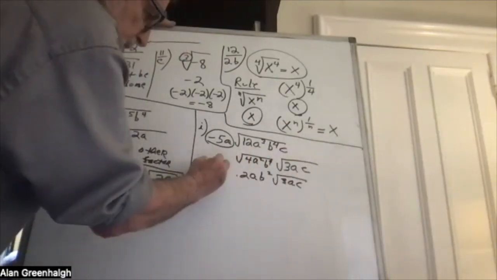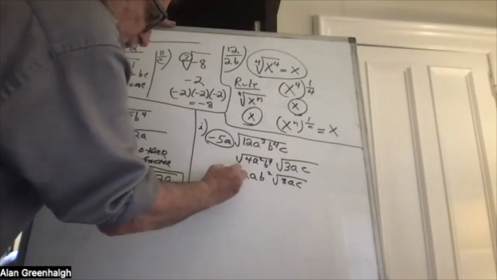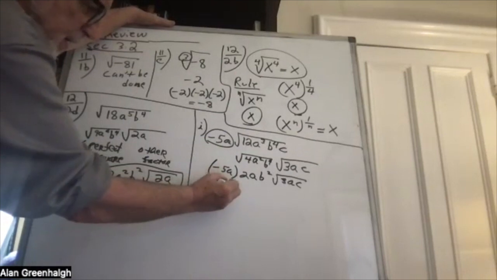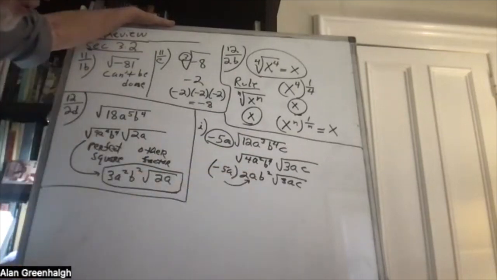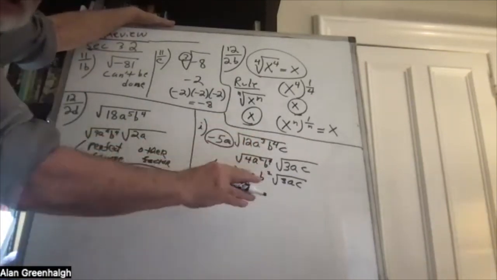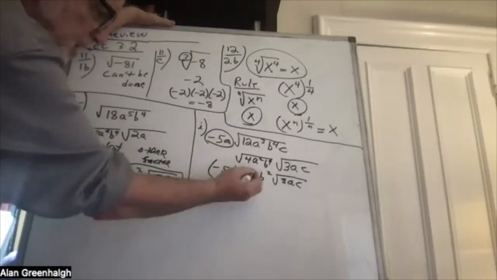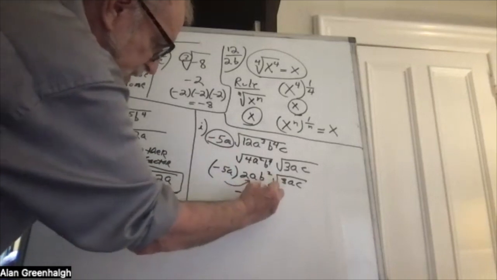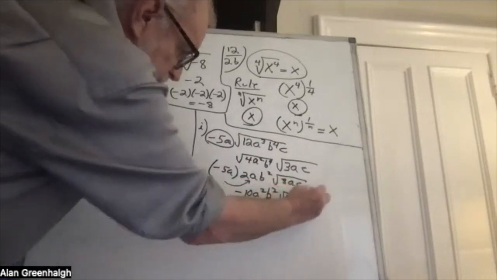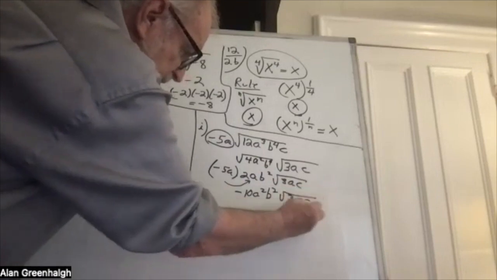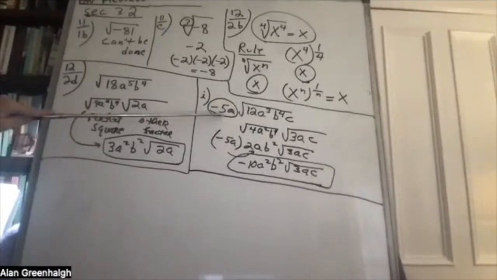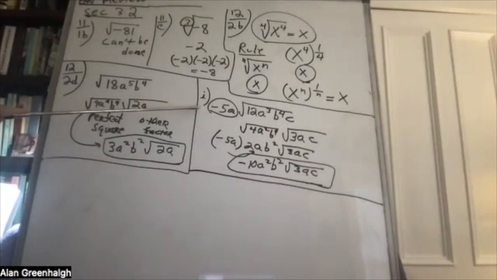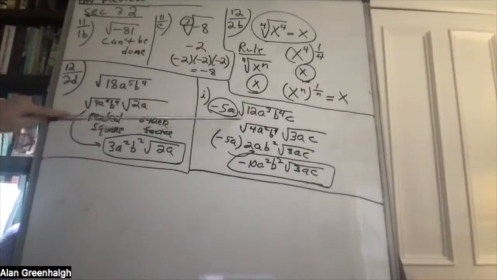But now you wake up negative 5A and you multiply negative 5A by 2AB squared. Forget about what's inside the radical. You just deal with what's outside the radical. Negative 10 A squared B squared times the square root of 3AC. So what I did was, this was outside the radical. I moved it over. Okay, forget about it for a minute.